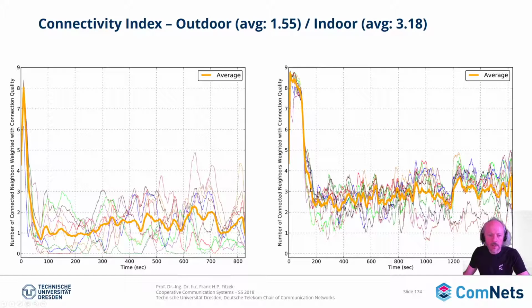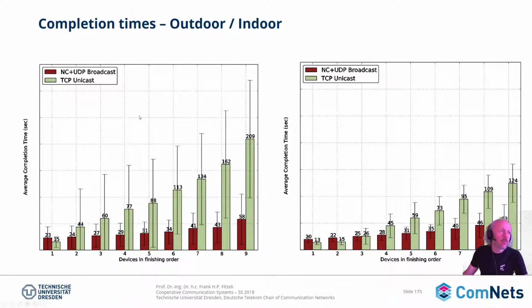Indoor, it looks better. The mean value is twice as high. But even there, they don't see more than 5 at a given time. It's also interesting that connectivity here is better than here, right? So the exchange will be faster here than there. And what we compared now is TCP unicast versus network coding with UDP broadcast, for indoor and outdoor. What you see here is that network coding looks way better than TCP, right? Especially if you look at the finishing order.